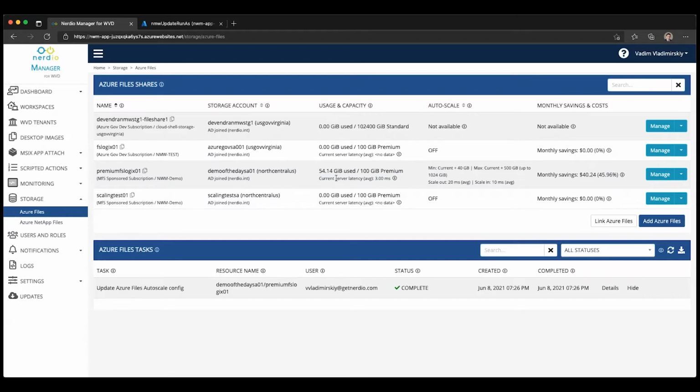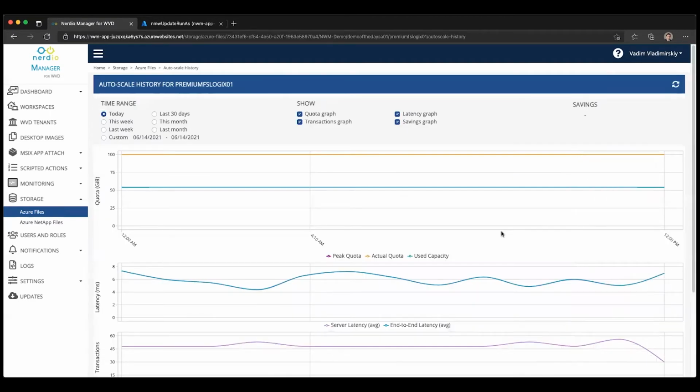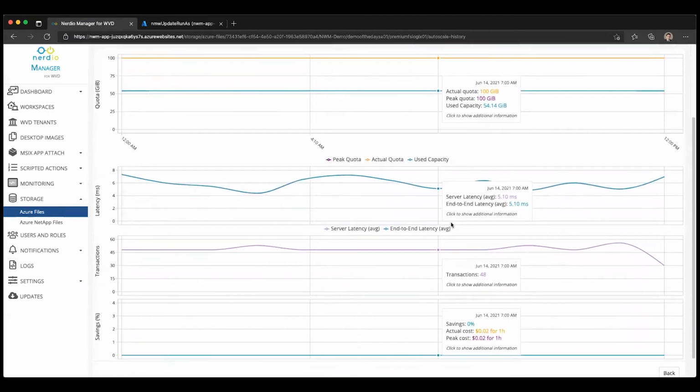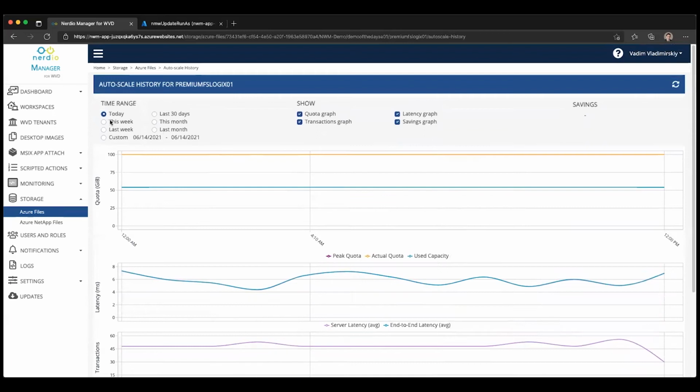When is it scaling out? When is it scaling in? What type of savings are being realized, etc.? We can go to the dropdown, go to Autoscale, and click on the history page. And on the history page, we will see several graphs and several ways of looking at this data.